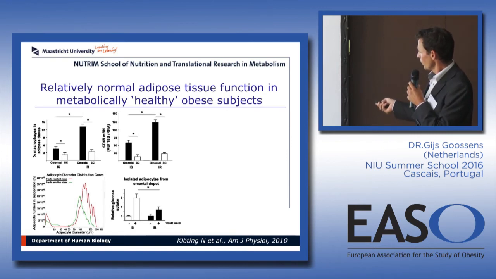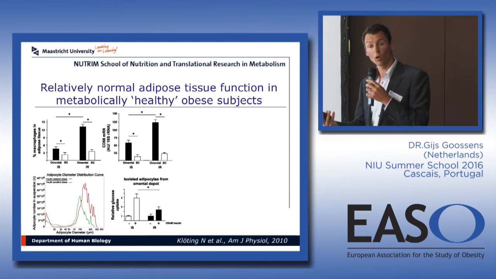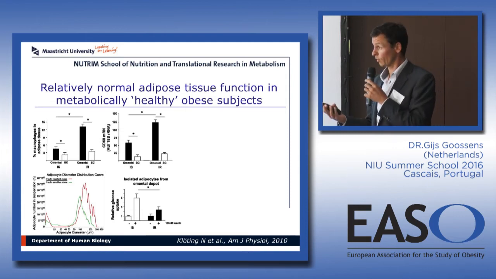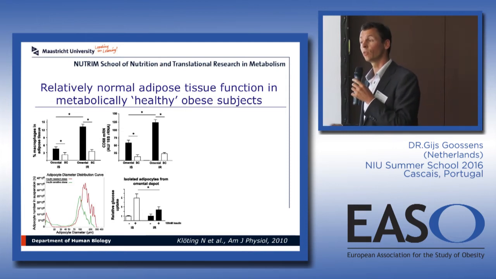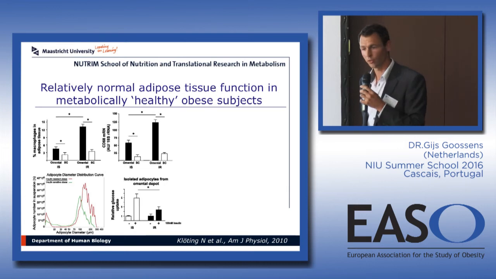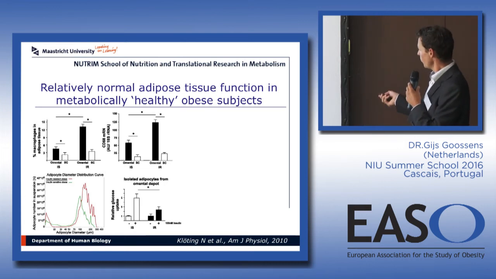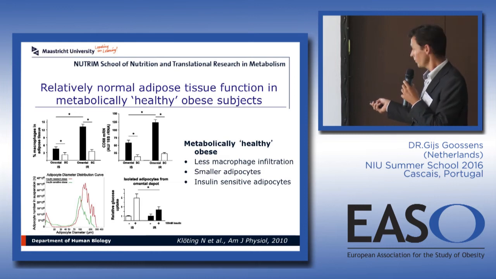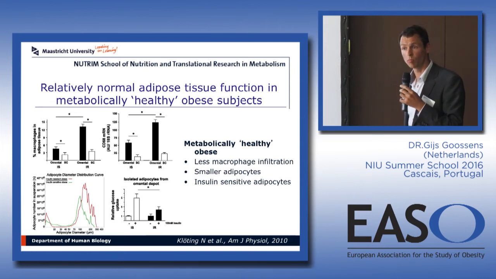And when you look at the panel on the right-hand side over here, they also measured whether this translates into functional differences. So are these fat cells of metabolically unhealthy obese individuals more insulin resistant? And the answer is yes. So they measured glucose uptake in adipocytes under basal conditions and during insulin stimulation. And you can see that the insulin-stimulated glucose uptake is much higher in the insulin-sensitive as compared to the insulin-resistant metabolically healthy obese. So to sum up, the metabolically healthy obese show less macrophage infiltration in the adipose tissue, smaller adipocytes, and these adipocytes are also more insulin-sensitive.